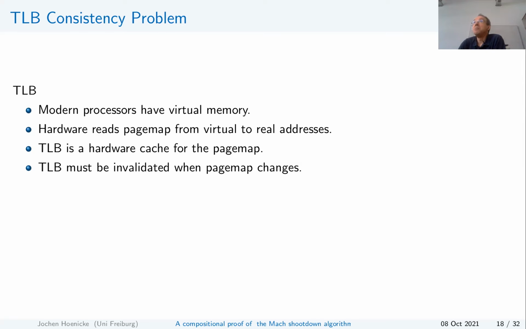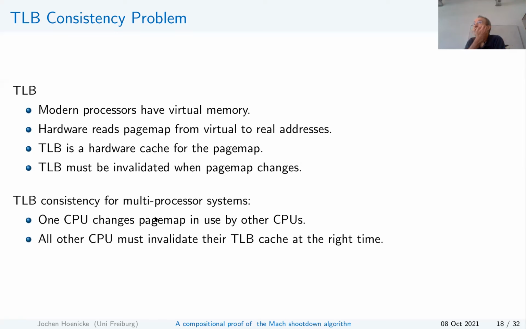And this TLB must be invalidated when the page map changes. So if the operating system changes the page map, the hardware doesn't really notice it. And so to be consistent, the operating system must tell the processor, now flush the TLB and reload the entries in there. And this works fine on single processor machines, but on multi-processor machines, you have the TLB consistency problem.